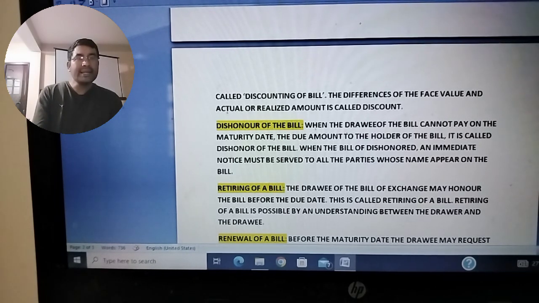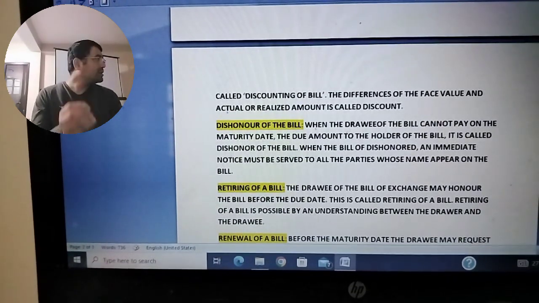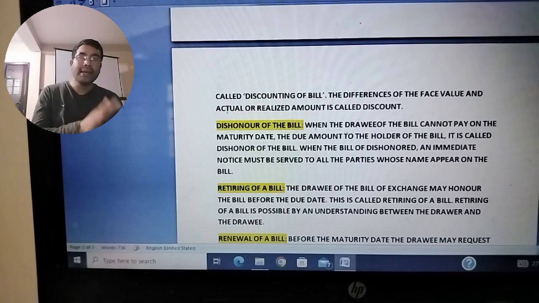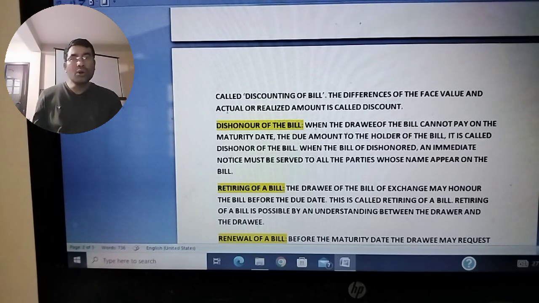So what do we mean by retiring of the bill? That is very important. Usually a bill has to be paid on the due date or the maturity date. It may be drawn for 3 months or for 4 months. But if the drawee is in possession of money, he may not wait till the due date. He may pay the bill before the due date. This is what is called retiring of a bill. Suppose the due date is 4th April 2024, but the drawee pays the bill on 4th March 2024, that is 1 month before. So this is what is called retiring. So retirement of a bill is the process of paying the bill before the due date.